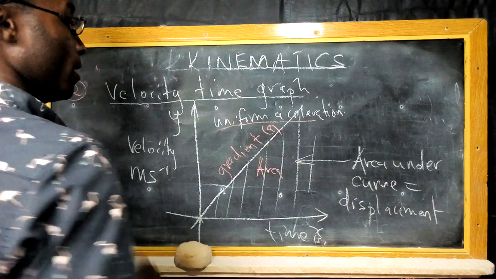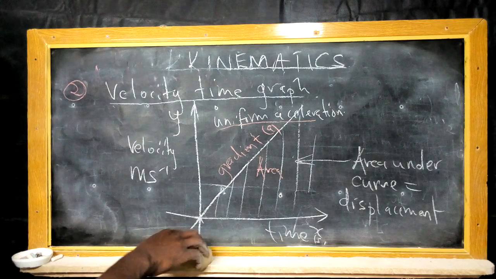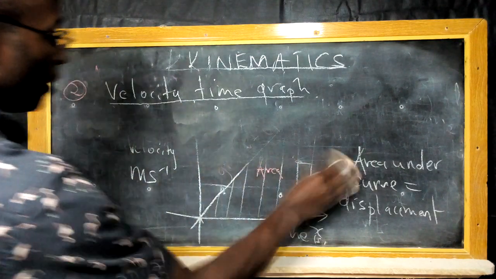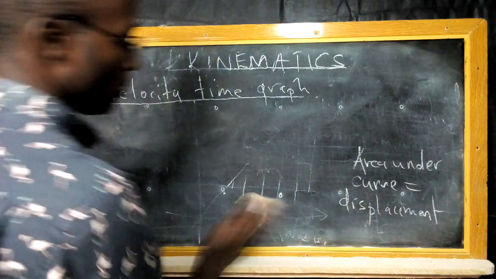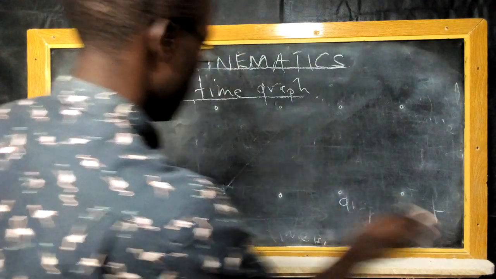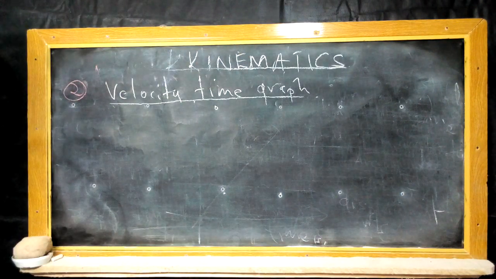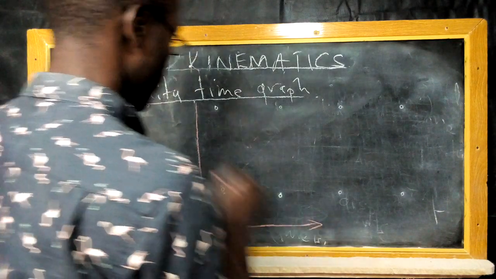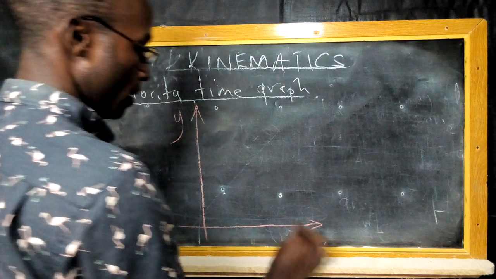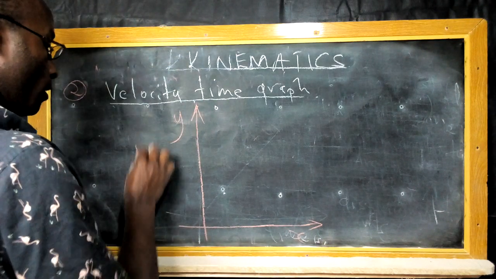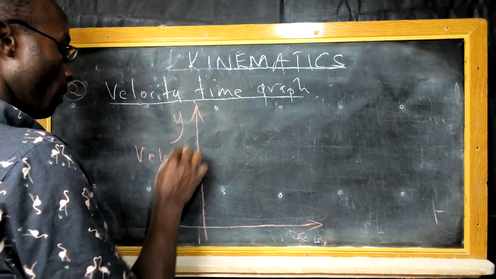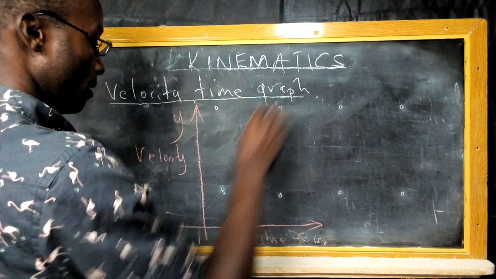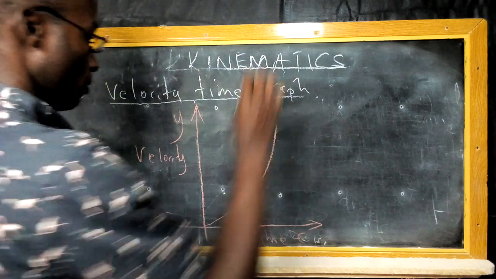Now the other aspect, still under the velocity time graph, is non-uniform acceleration. Now that one is going to be represented like this. So we shall have x and y axis. Now this is for velocity, and this is for time, and this graph is moving this way.